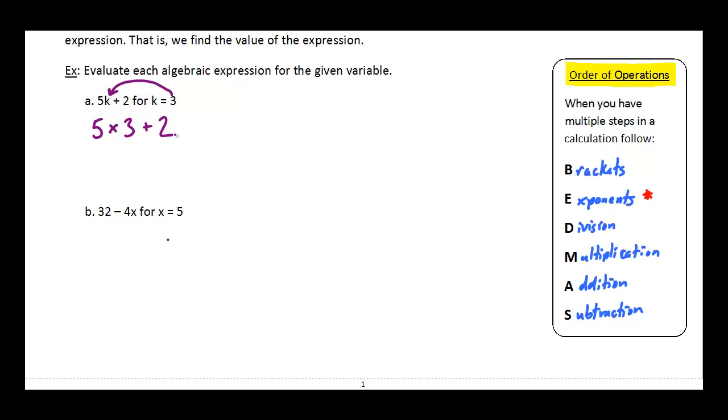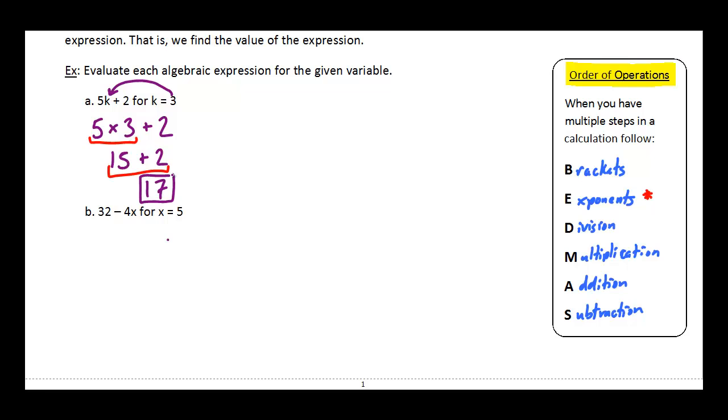Now here's where it's really important to think about our BEDMAS in terms of solving. Which of these steps are we going to do first? Well, if we follow down, brackets, exponents, division, multiplication, multiplication comes before addition, so we're going to do this step first. 5 times 3 is 15, and then I've still got my plus 2 here, and then I can do this step next. 15 plus 2 is 17, and I've got my final answer.